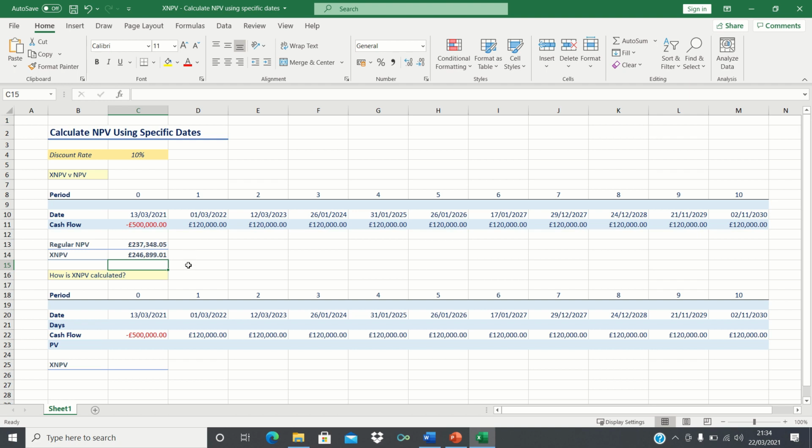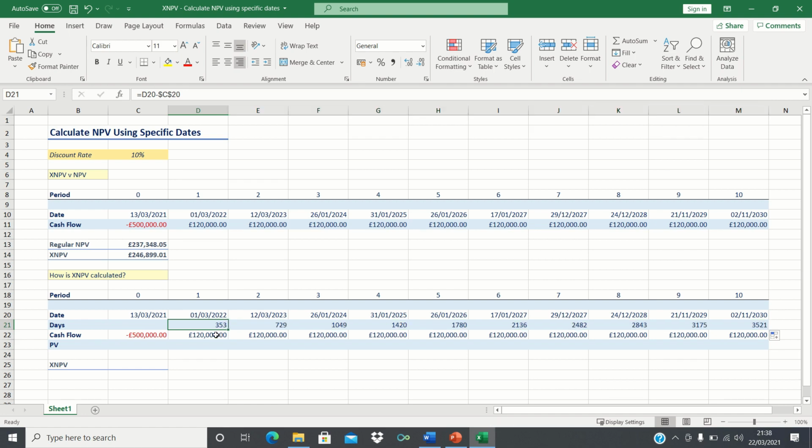Now, you may be wondering how the XNPV is calculated. To demonstrate this, we first need to calculate the days between when the cash flows occurred and today's date. So we're assuming that today is the 13th of March 2021, and we take the future date, which is the 1st of March 2022, and subtract today's date, adding an absolute reference to ensure that today's date remains static. We can then drag this formula across.